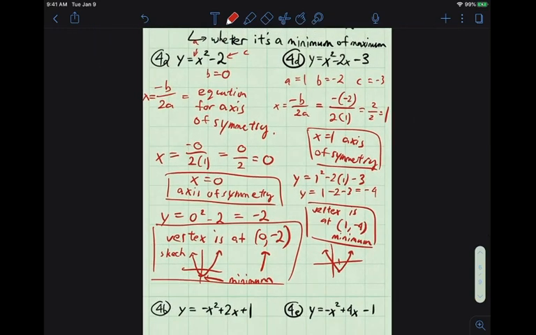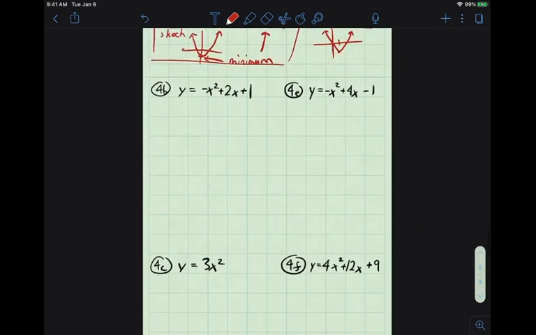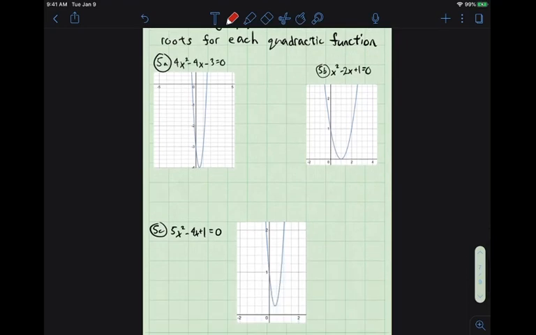Two more practice problems. Oh shoot, I'm taking a look at the time. These ones will be quick.